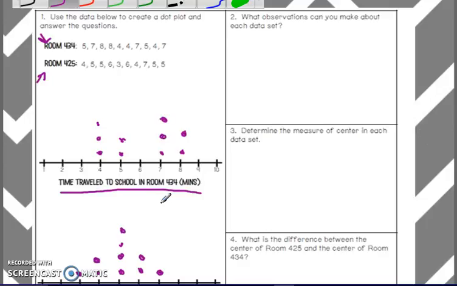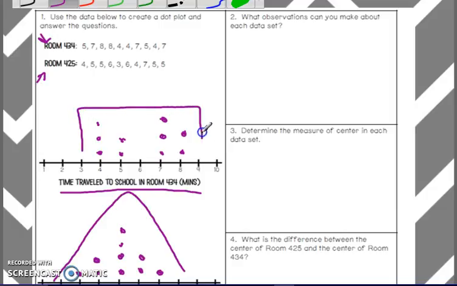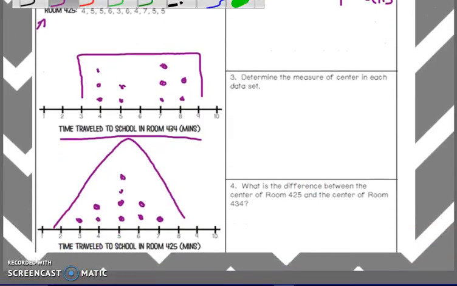Okay, so question number 2 says, what observations can you make about each data set? So you need to compare room 434 and 425. What observation can you make about that dot plot? One of the things I see is, first of all, room 425 kind of peaks like this, and 434 sort of plateaus. So room 425 peaks, it has its top part at the 5-minute mark. Like if you scroll down, it peaks right here at the 5-minute mark.